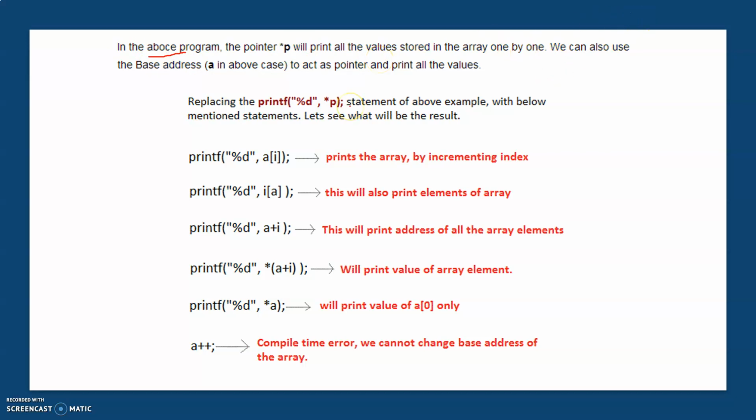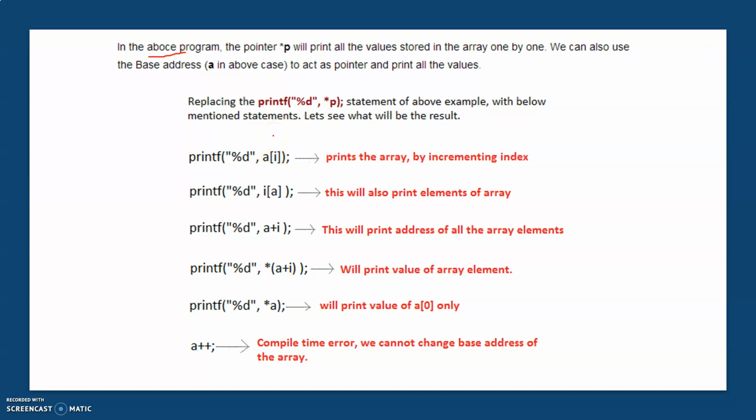We can also use a base address 1000 and 1001, 1002. Now replacing the printf("%d", *p) statement of the above example, we are giving some examples for it. If I change the p with some array index, how will it look? So printf("%d", a[i]) means it prints the array, quite clear, by incrementing the index a[i].